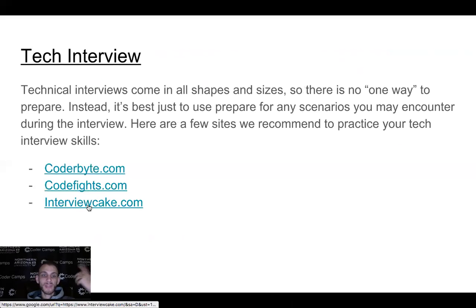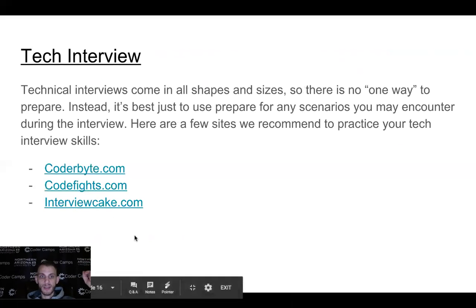And then finally, Interview Cake is one of the most tried and true methods for teaching people how to get through interviews, how to use specific techniques for remembering complex algorithms and things of that nature. So definitely check out Interview Cake as well.